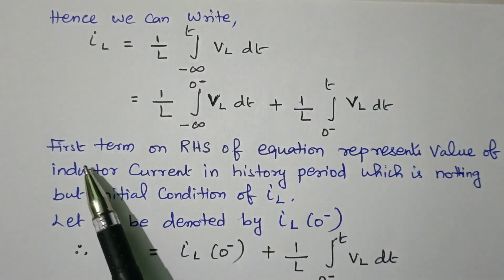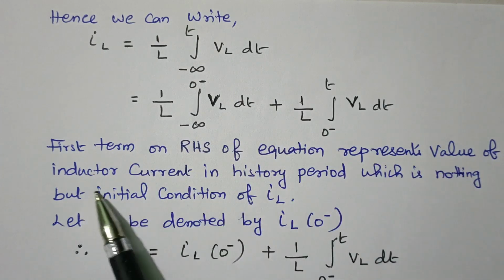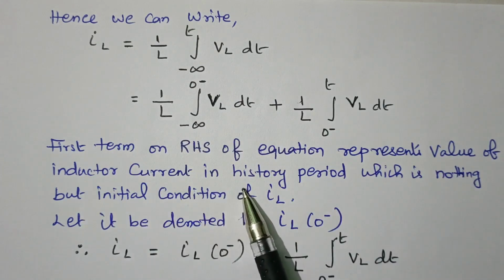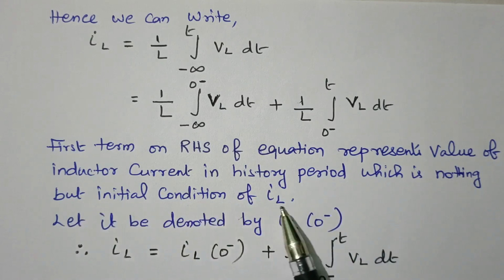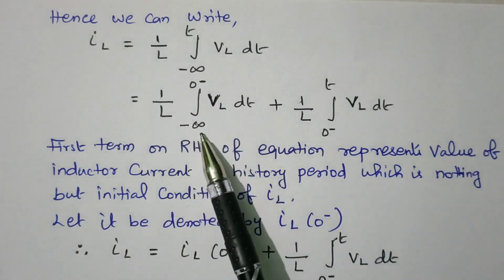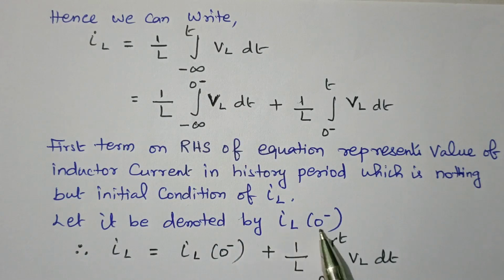Now the first term on the RHS of the equation represents the value of inductor current in the history period, which is nothing but the initial condition of IL. Minus infinity to 0 minus means before switching, the initial condition. So let it be denoted as IL at 0 minus. We already discussed 0 minus means before switching.